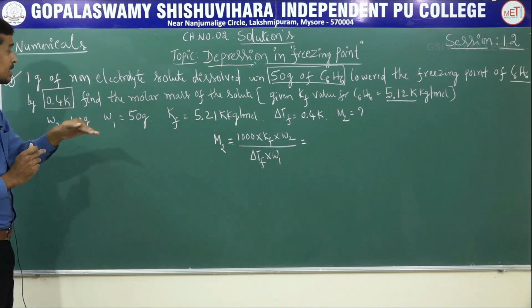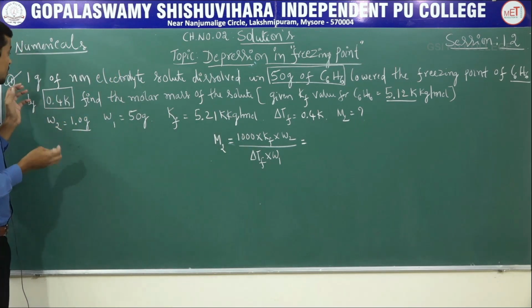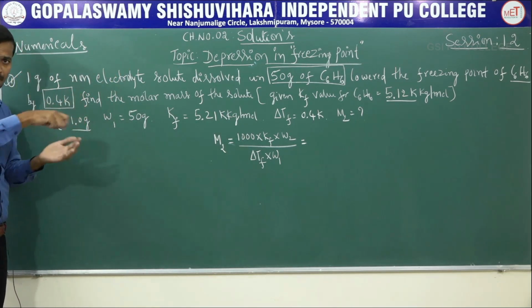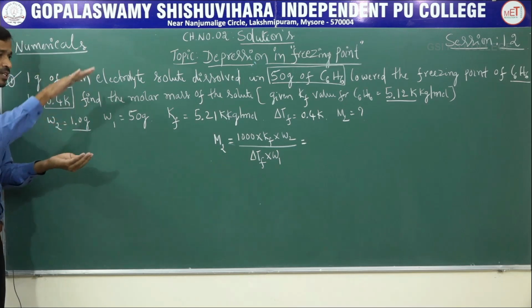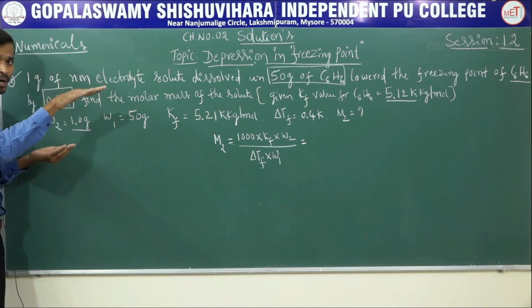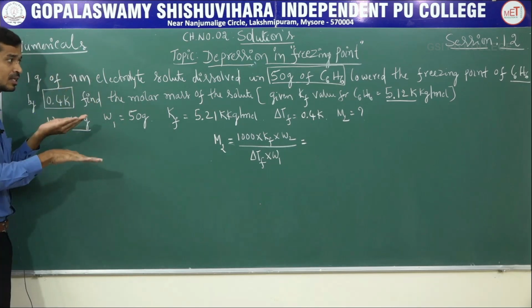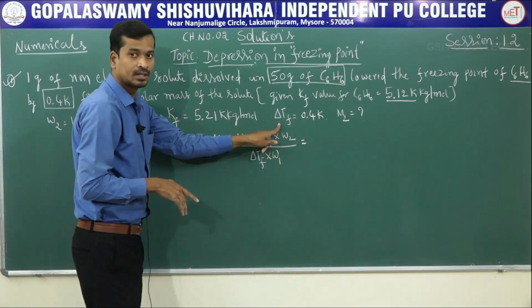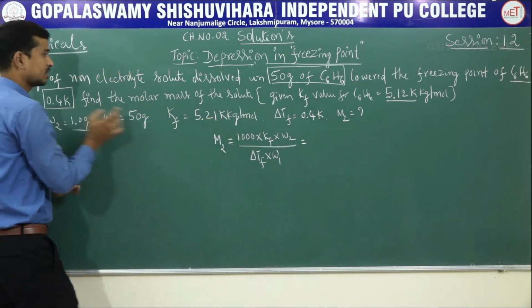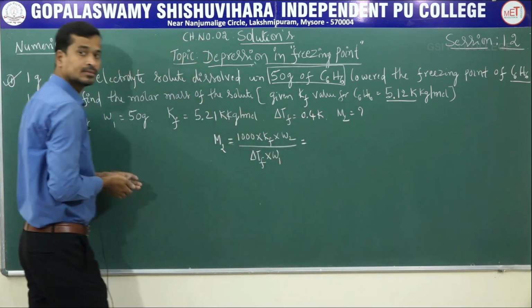Lower the freezing point of benzene. When you add 1 gram of non-volatile solute to 50 gram of benzene, the freezing point of benzene decreases by how much? 0.4 Kelvin. The freezing point decreases, indicating delta Tf is equal to how much? 0.4 Kelvin.